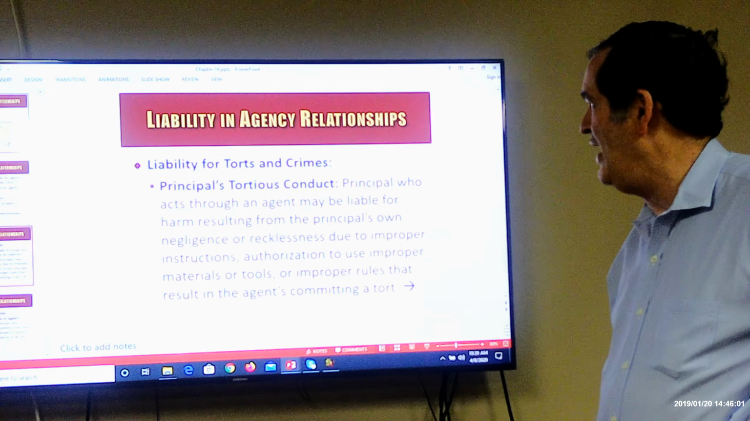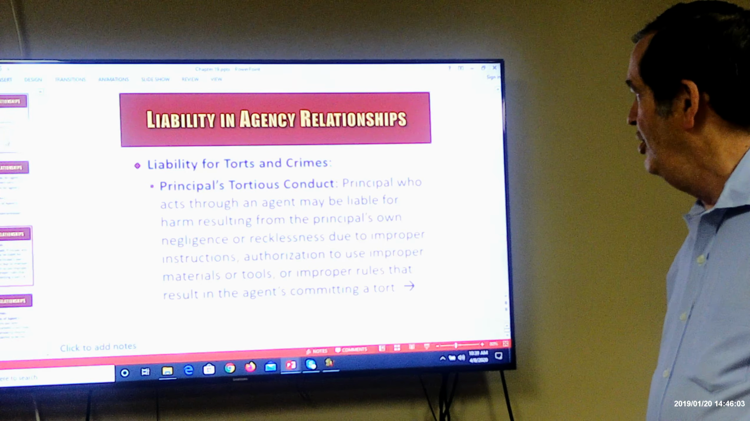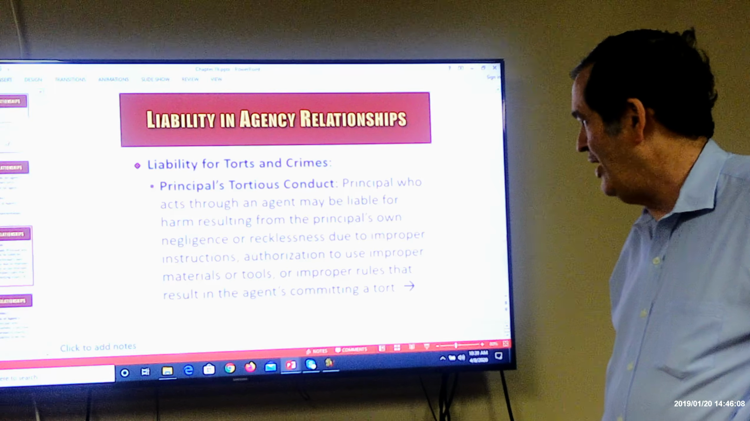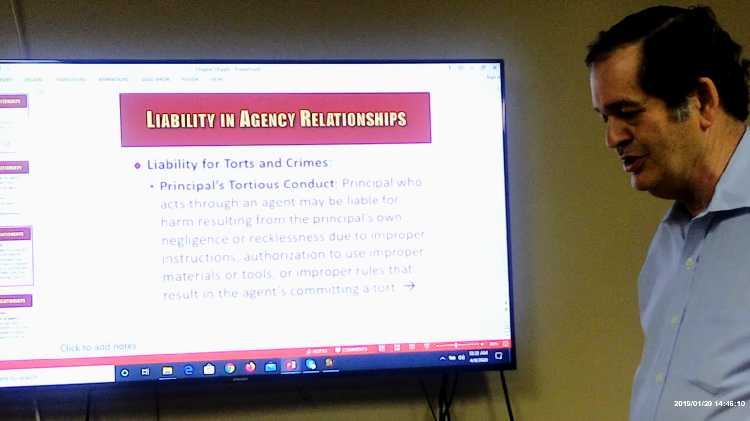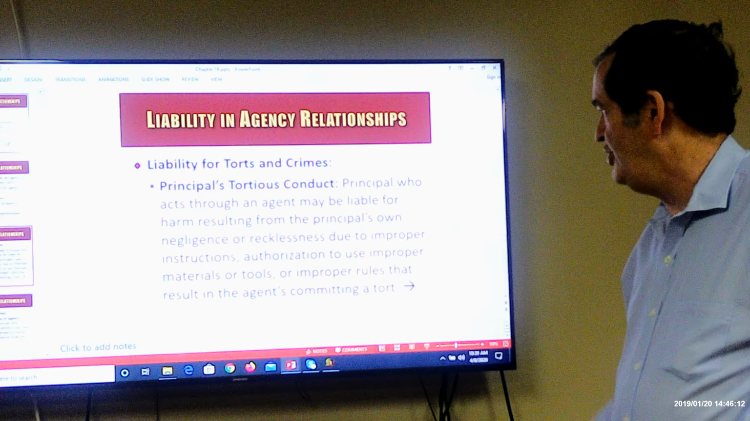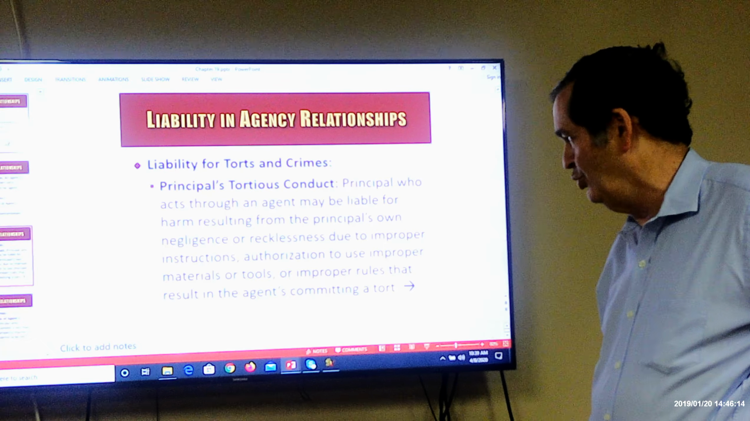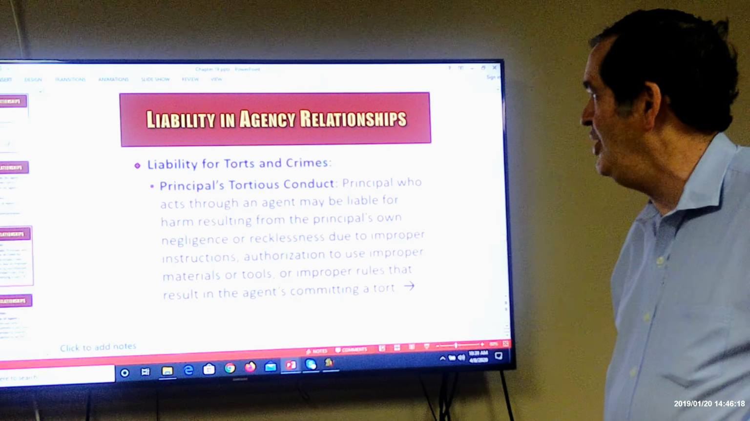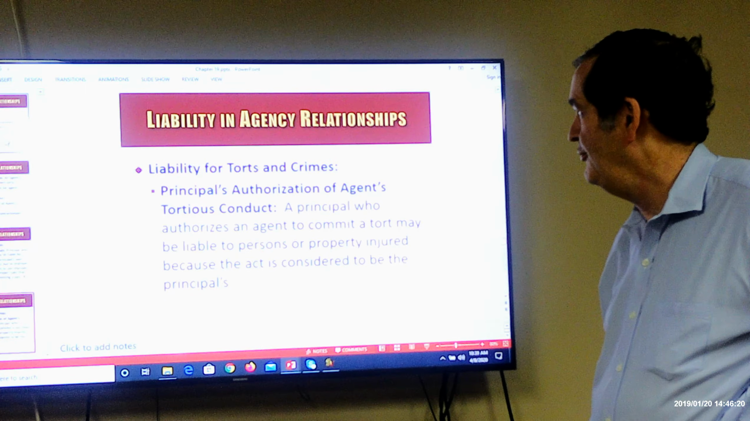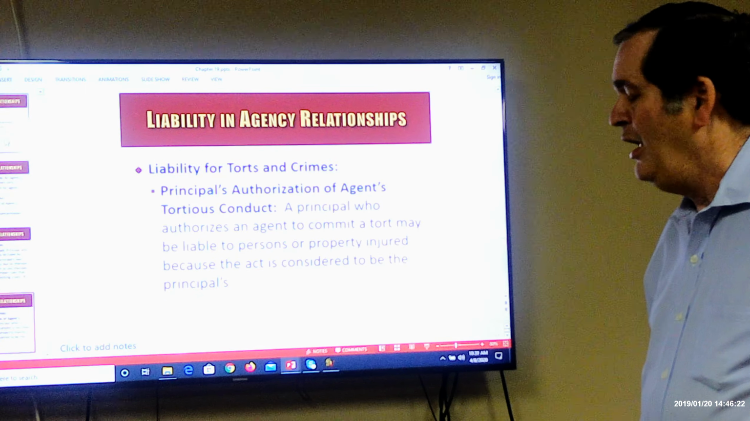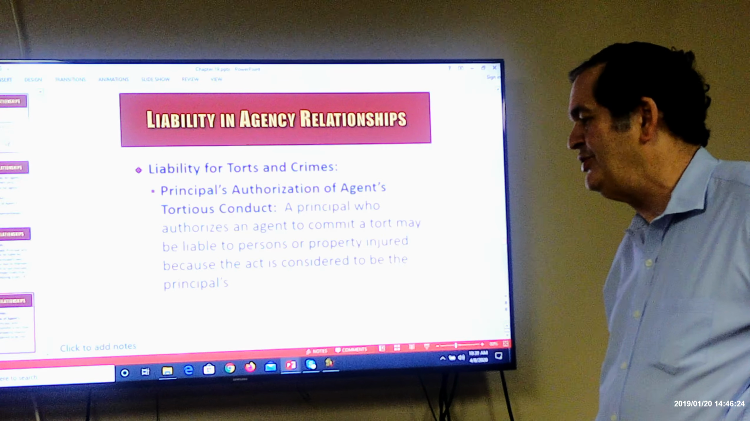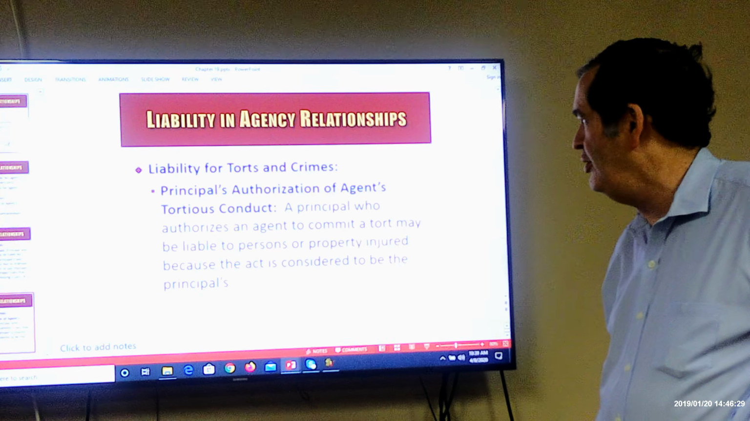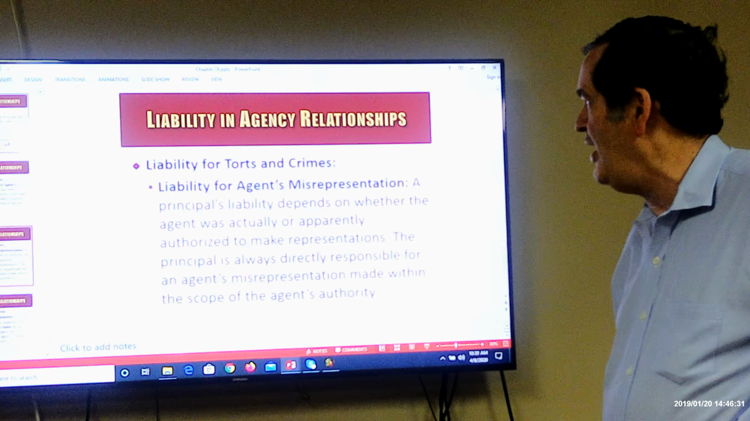So a principal who acts through an agent may be liable for harm resulting from the principal's own negligence or recklessness due to improper instructions, authorization to use improper materials or tools, or improper rules that result in the agent's committing a tort. If the principal authorizes the agent to commit a tort, then they may be liable for persons or property that were damaged or injured.